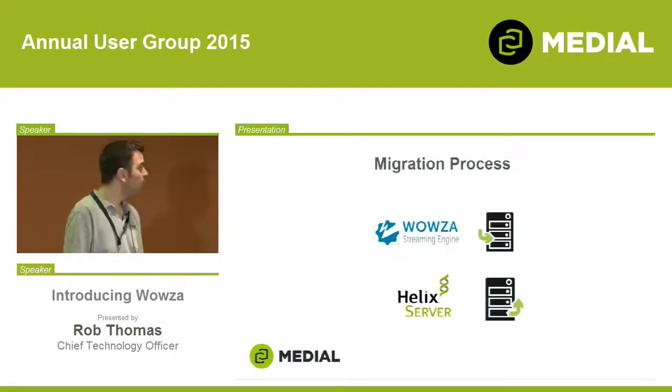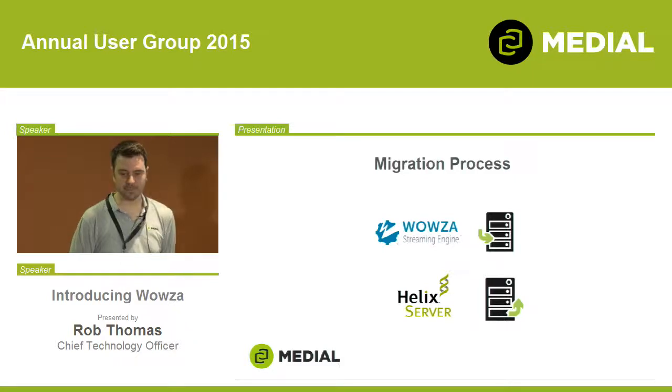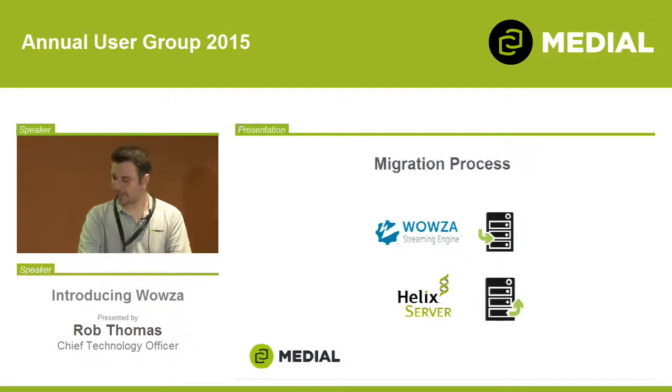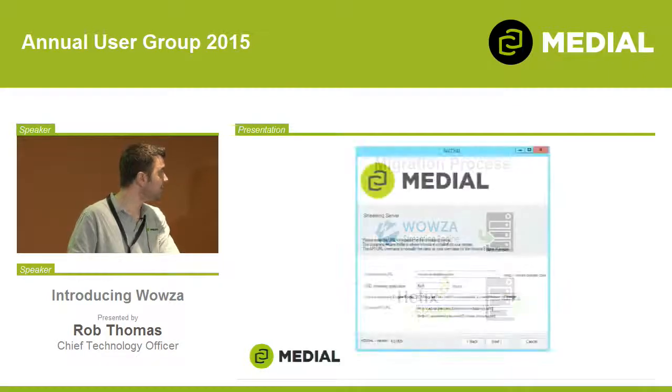So what does the migration process involve? This is the question that I've been asked about 200 times. So the first thing is pretty easy. You uninstall Helix Server and you install the Wowza Streaming Engine. The actual uninstall of the Helix Server is probably best done right at the end, from Dave having done it a few times. But that's what you're doing. You're installing one, uninstalling the other.